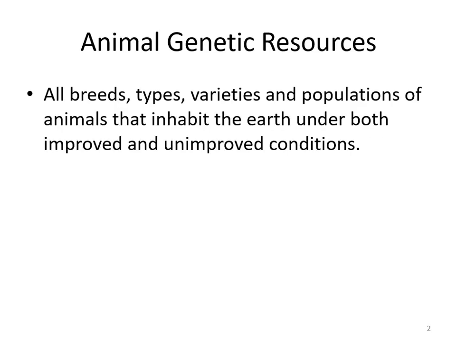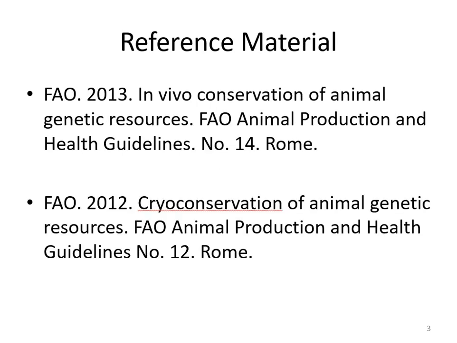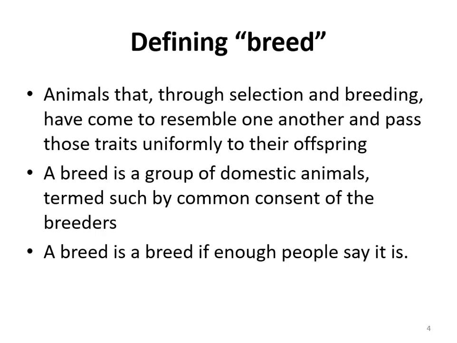Now, what are animal genetic resources? They include all breeds, types, varieties and populations of animals that are living on the face of earth. It could be in improved or unimproved conditions. The reference material for this is available in two FAO documents: FAO 2013, which talks about in vivo conservation, and FAO 2012, which covers cryoconservation of animal genetic resources.